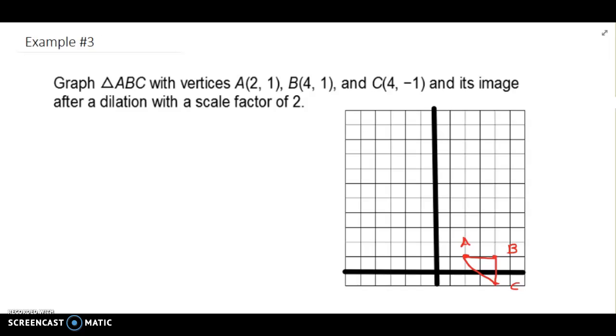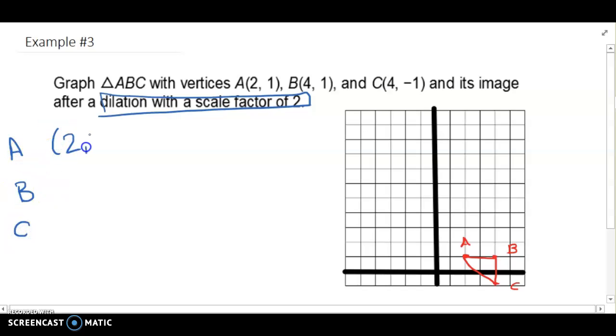All right, let's look at example 3 now, guys. We have triangle ABC down here, and I want to dilate it by a scale factor of 2. All I need to do here is write down my A, B, and C. My A is (2, 1), my B is (4, 1), and my C is (4, -1).